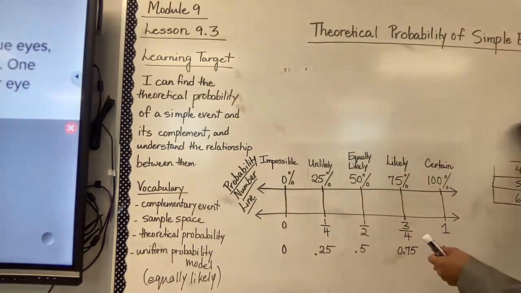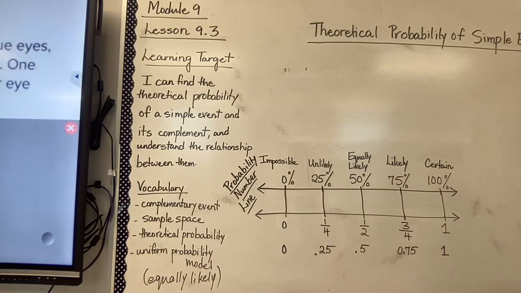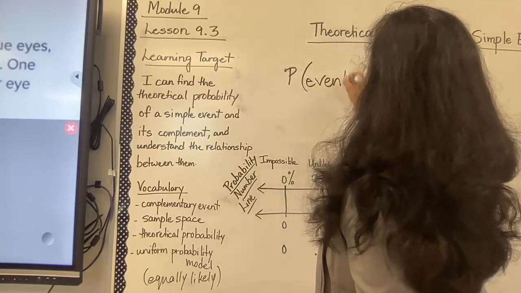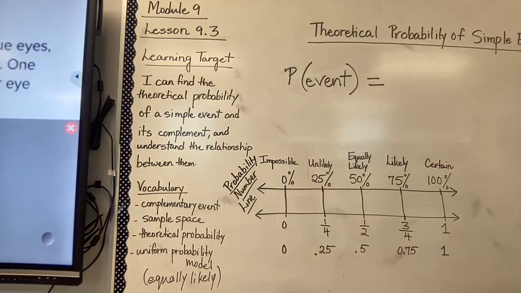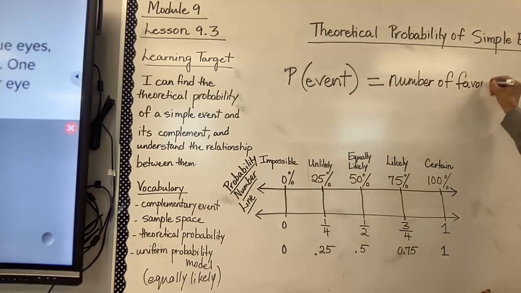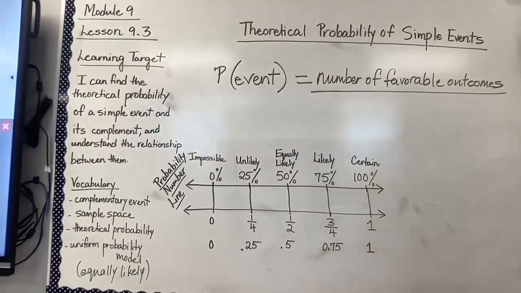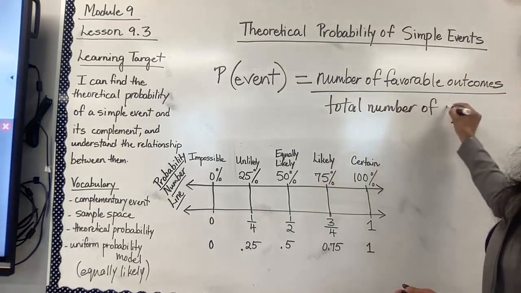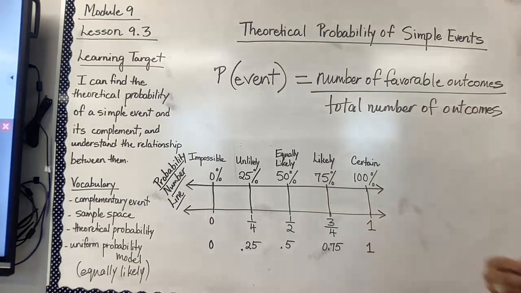So if I'm talking about the ratio of this, the probability of an event, we're talking about theoretical probability. So this is equal to the number of favorable outcomes over the total number of outcomes. All right, so whenever we're talking about theoretical probability, it is nothing but the ratio of the number of favorable outcomes to the total number of outcomes.